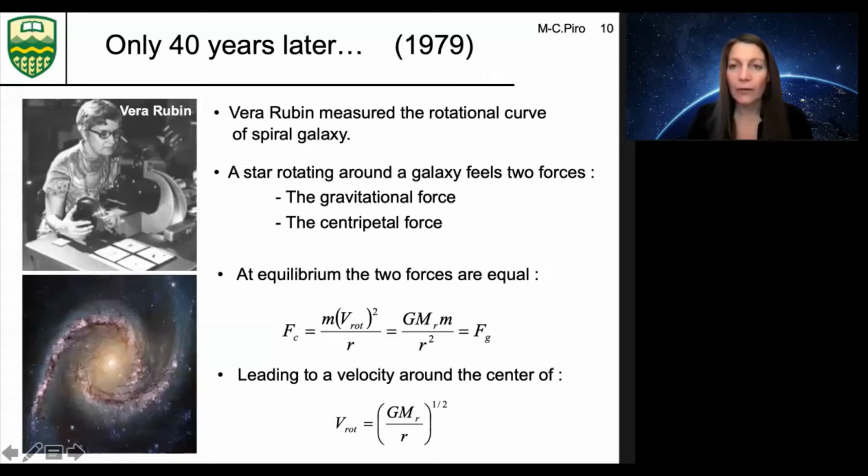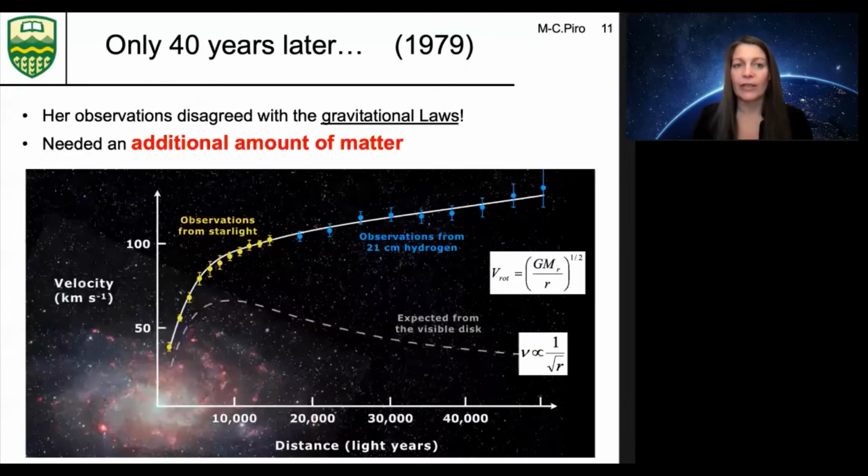And what she found is that her observation disagreed with the gravitational laws. If we look at this nice diagram, we have the spiral galaxy here and the radius from the center of the galaxy. You can see we can go to very large radius. And here is the velocity.